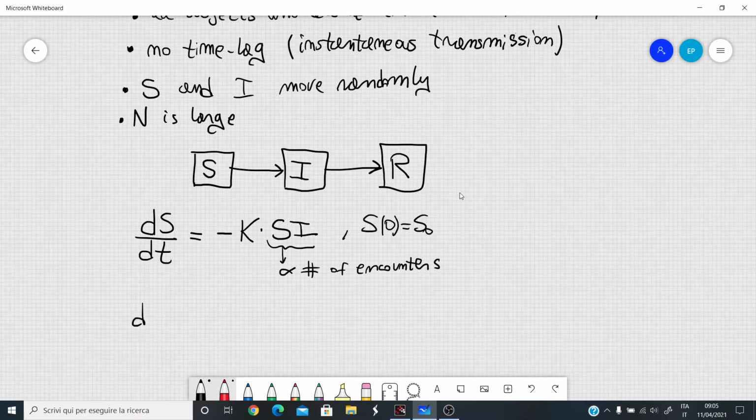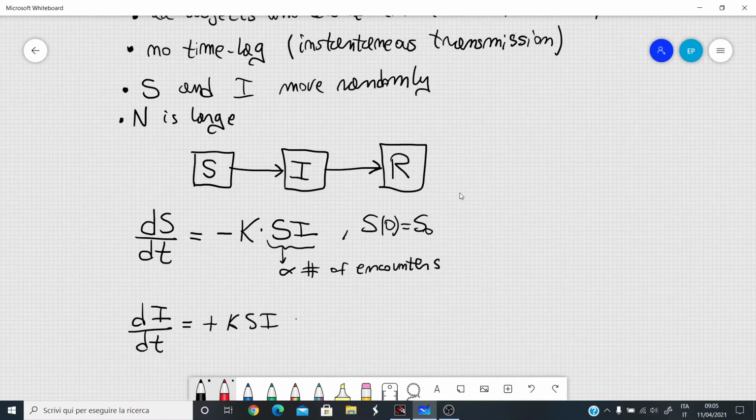And then we have to find the rate of change of the infectious people, dI over dt, which will increase when there is an encounter between susceptible and infectious. So here I will put this same quantity with a plus sign. So I will have plus k times S I, because when there is an encounter between a susceptible and an infectious, the susceptible will become infectious, and therefore it will increase the number of infectious. So dI over dt will increase due to this effect.